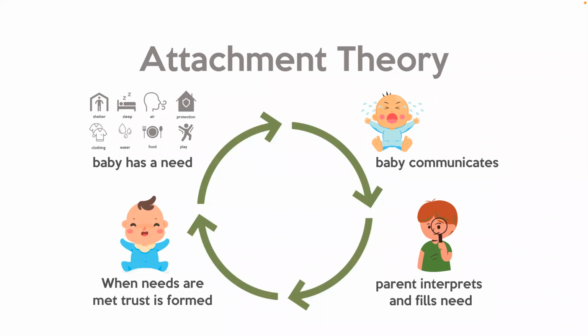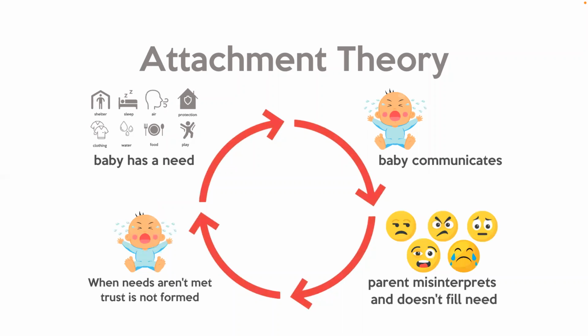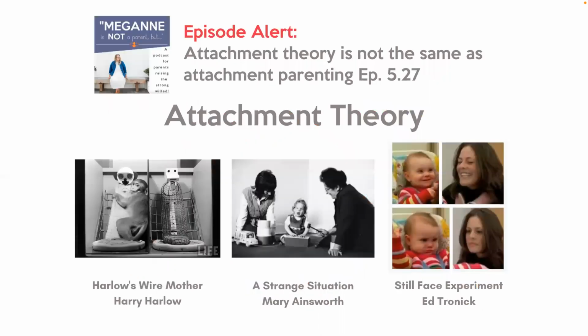So we've talked about how the adult caregiver can show up in ways that build trust and how the adult caregiver shows up in ways that hinder or may rupture trust. And again, this is all building off of the foundation of attachment theory. So attachment theory is not the same as attachment parenting. And we dug into that inside of season 5, episode 27, when I introduced the difference between them.